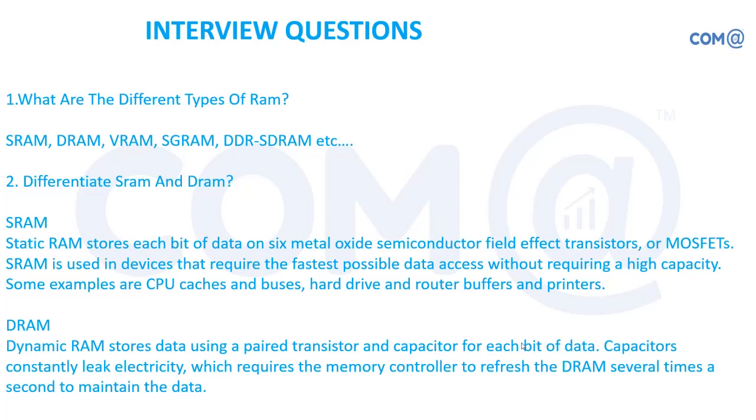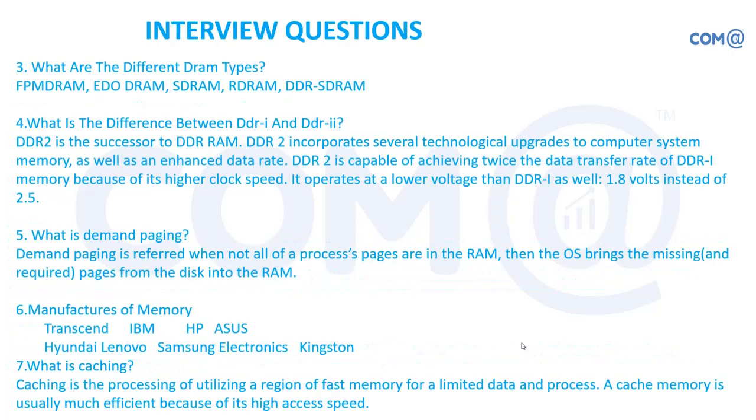Different types of RAM. We have multiple varieties and we have discussed all the RAMs in this topic. Differentiate SRAM and DRAM. We have seen the table content and provided the differentiation. SRAM is faster and costlier, and with DRAM we can use a high capacity, at a normal rate, not a higher rate. What are the different DRAM types available? Different types of DRAMs are mentioned here.